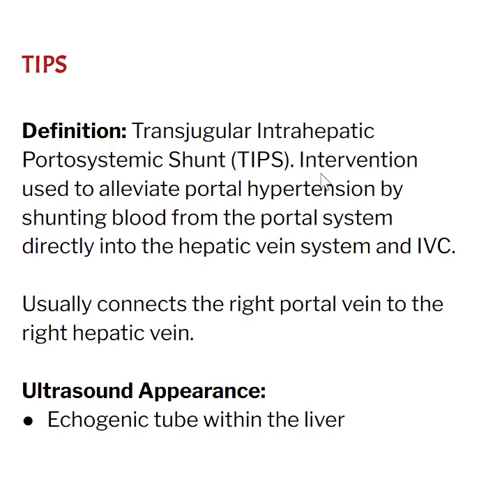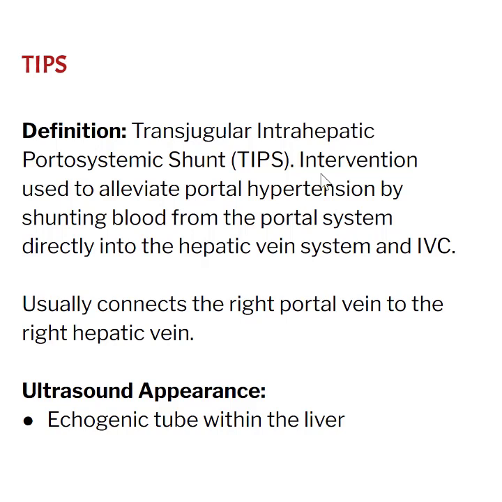When the TIPS is placed, it is usually placed through the jugular vein, so that's the transjugular part. The catheter is pushed into the jugular vein, where it is threaded down through the superior vena cava, through the right atrium, and then into the inferior vena cava.